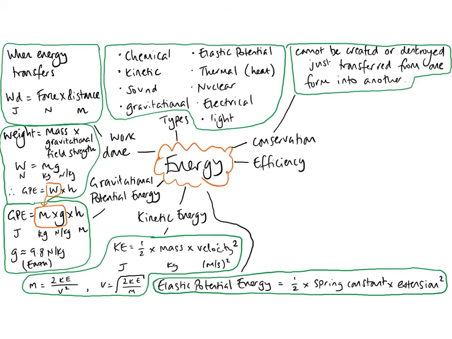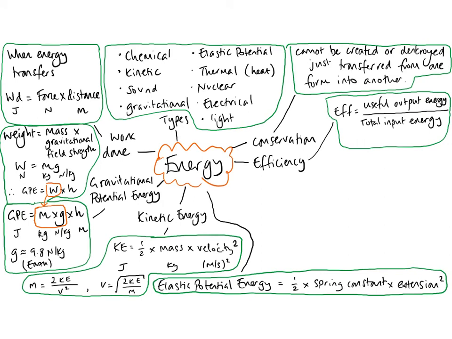Let's look at efficiency. The equation is the useful output energy divided by the total input energy. Generally speaking, it's the small number divided by the big number. The maximum efficiency something can be is 100%, so it cannot be any greater than 100%. So the higher the efficiency is, the more energy that is transferred into useful energy. A light bulb is typically 10% efficient. That means that 90% of the energy is wasted as heat, only 10% is used as light.